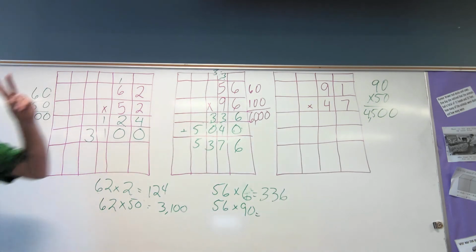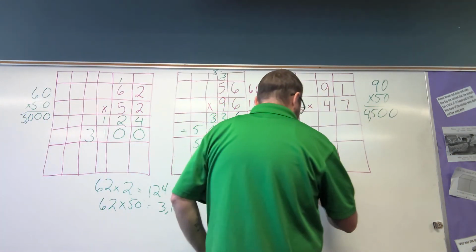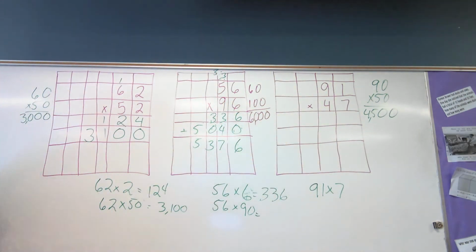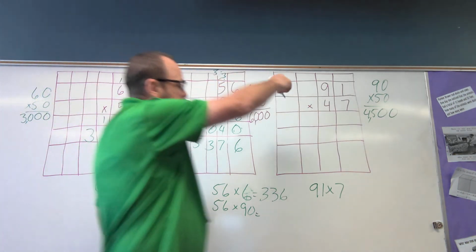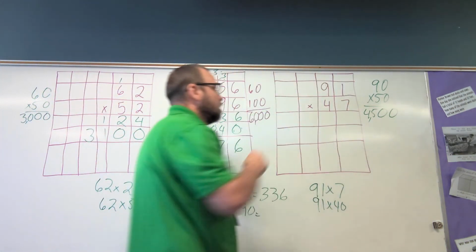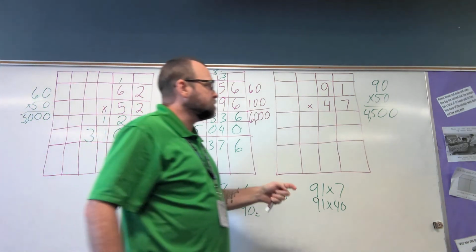Now the two problems I'm doing is 91 times 7. That's what I do first. The second one I do is 91 times 40. Why 40? Because my 4 is in the tens place, and 4 tens equals 40. Oh yeah, he is correct. So easy peasy raw chicken squeezy.